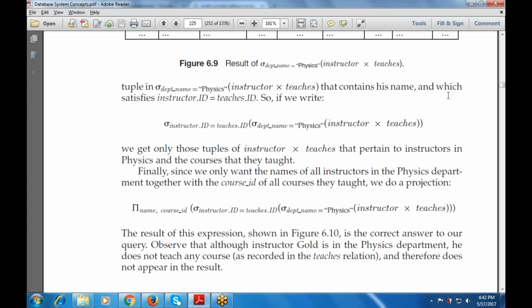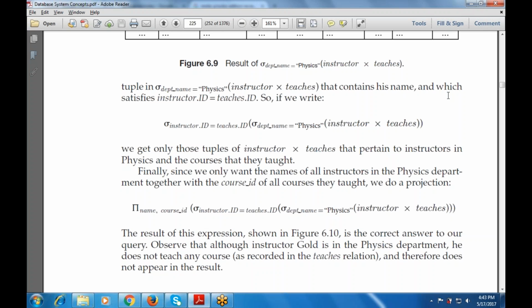This includes the department name physics, with the instructor's name, and we need to satisfy instructor.ID equals teaches.ID. So if we write σ instructor.ID = teaches.ID (σ dept_name = 'Physics' (instructor × teaches)), we get only those tuples of instructor and teaches that pertain to instructors in physics and the courses that they taught.